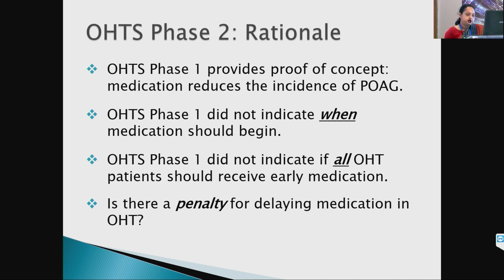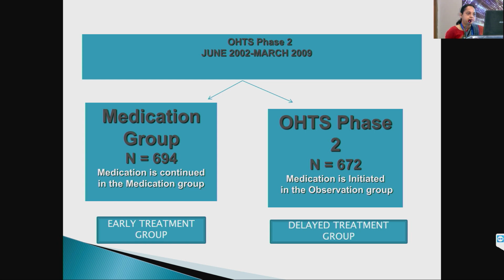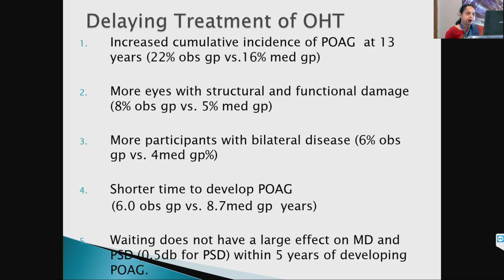So a phase 2 trial was conducted from June 2002 to March 2009. Medication patients were continued on medication while the observation patients were started on medication, so it was the delayed treatment group. Delaying treatment in OHTS increased the cumulative incidence of POAG at 13 years, and there were more eyes with structural and functional damage, more participants with bilateral disease, and a shorter time to develop POAG. Waiting did not have a large effect on mean deviation and pattern standard deviation within 5 years of developing POAG.